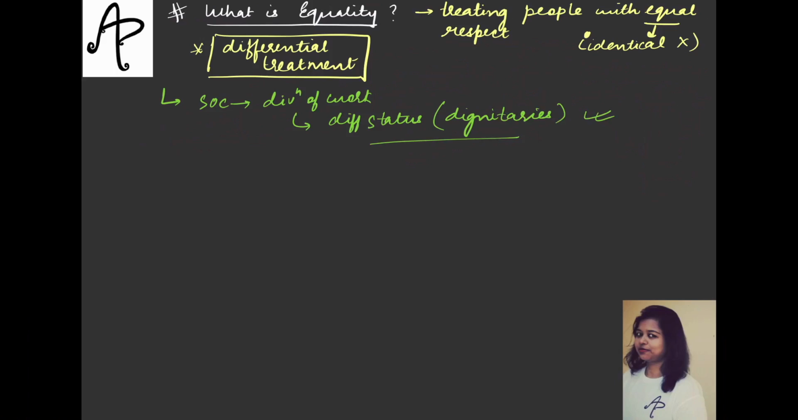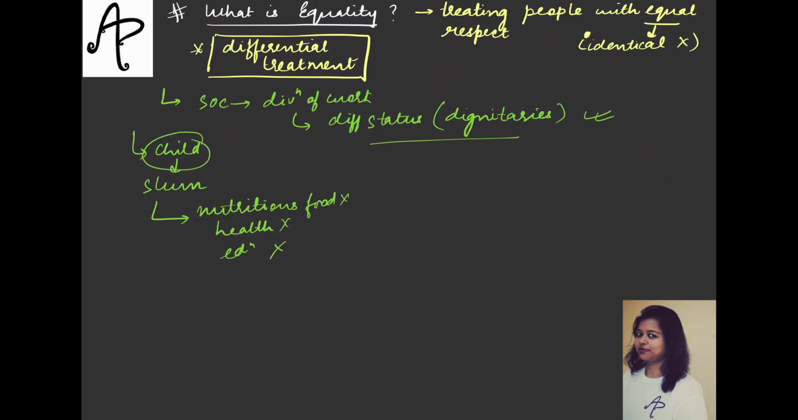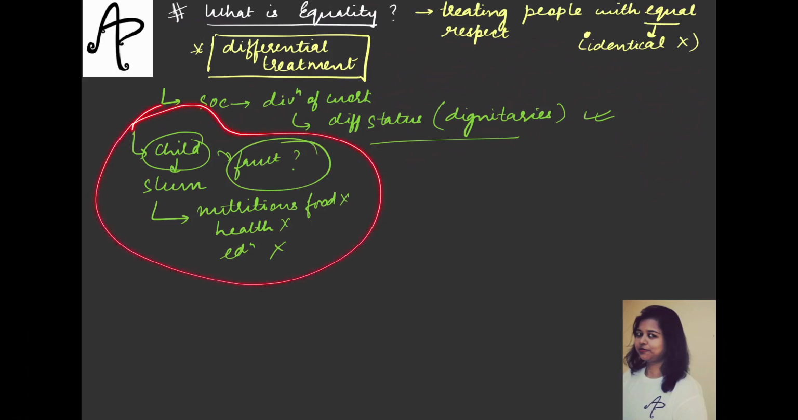But let's say there is a child born in a slum area and the child is not getting nutritious food or good health facilities or education, etc. What is the fault of the child? There is no fault of the child, and still the child is not getting these basic things which the child should have got.